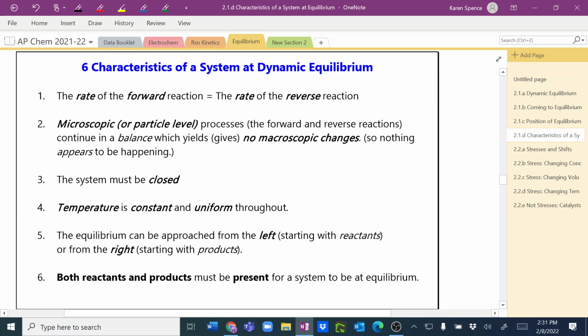Uniform means the same throughout. Constant means unchanging. So you don't have one area that's constant at 20 degrees and another area that's constant at 25. It's all like 22 or whatever. Uniform means the same throughout. Constant just means unchanging.